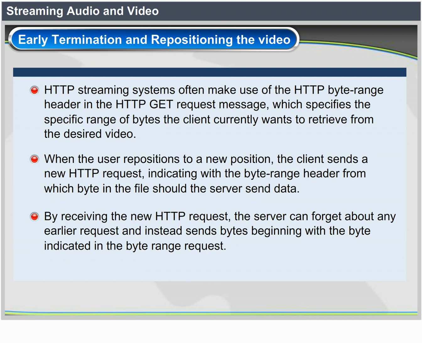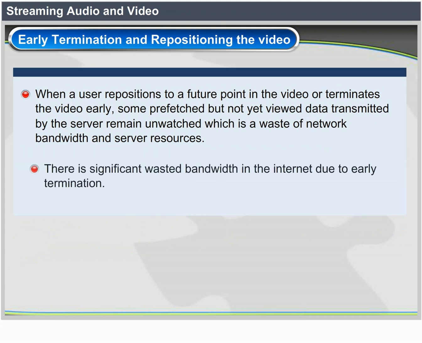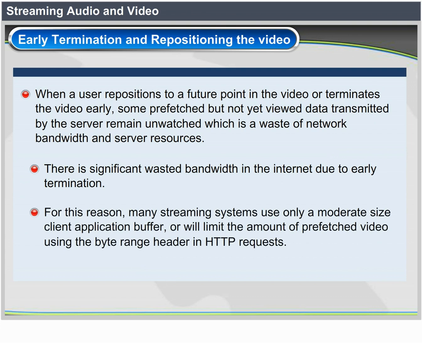When a user repositions to a future point in the video or terminates the video early, some prefetched but not yet viewed data transmitted by the server will go unwatched, a waste of network bandwidth and server resources. This is significant wasted bandwidth in the internet due to early termination. For this reason, many streaming systems use only a moderate size client application buffer or will limit the amount of prefetched video using the byte range header in the HTTP requests.